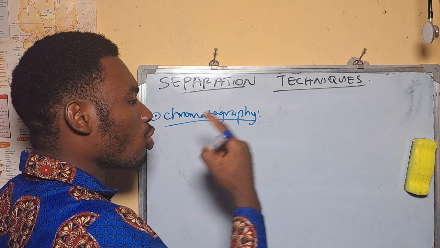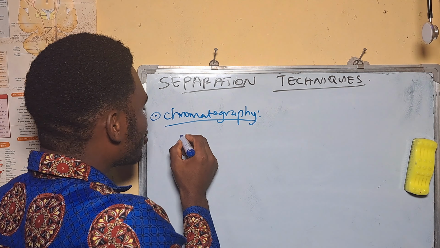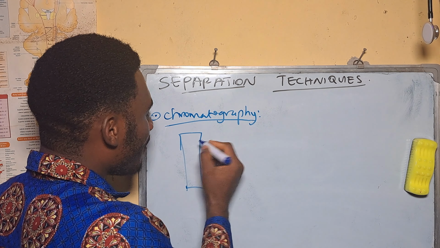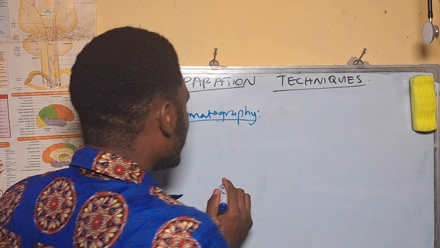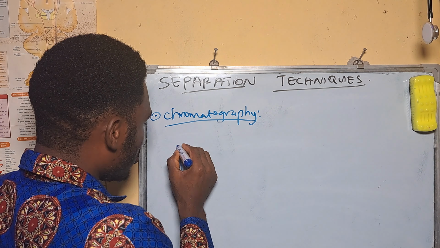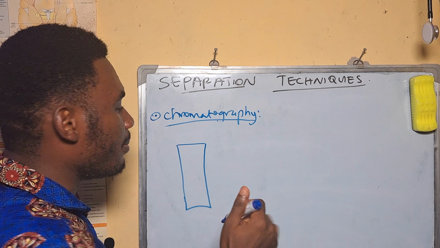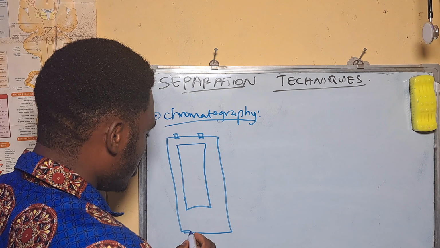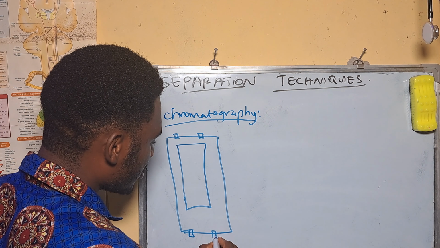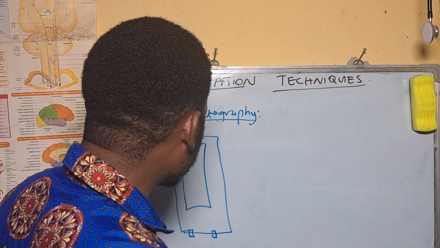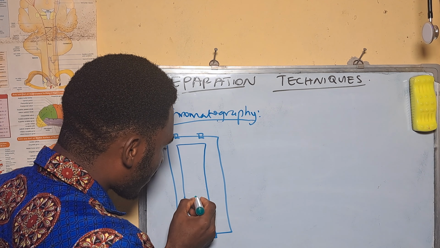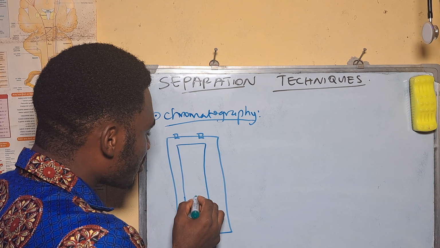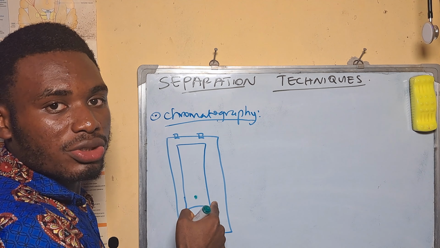In ascending column chromatography, you're supposed to have an absorbent material, which I said earlier can be a gel or a paper strip. This material is put in an airtight chamber that must have some lids. This lid is just to make it airtight. A particular spot is now made on the material. This spot contains a mixture of solutes to be separated.